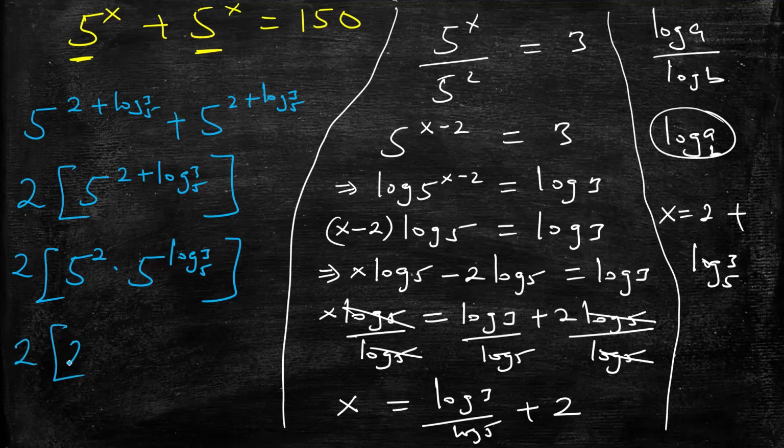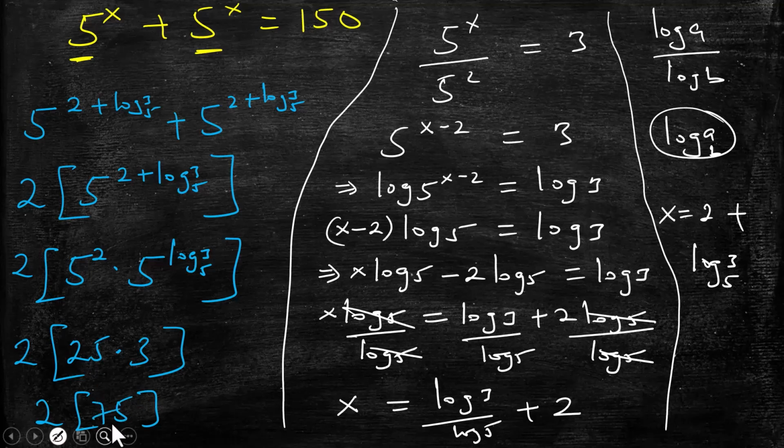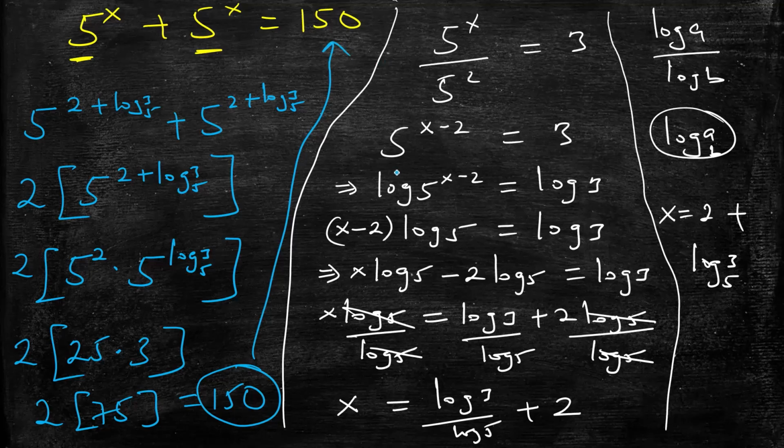So this one is the same as 5 squared, 25, times 3. So 25 times 3 is 75, and 75 times 2 is 150. So hence proved, this side is 150. All right, so that's that for this question.